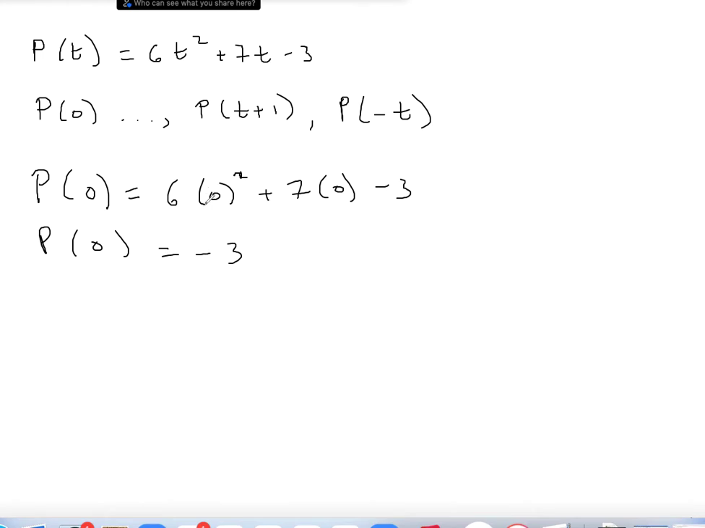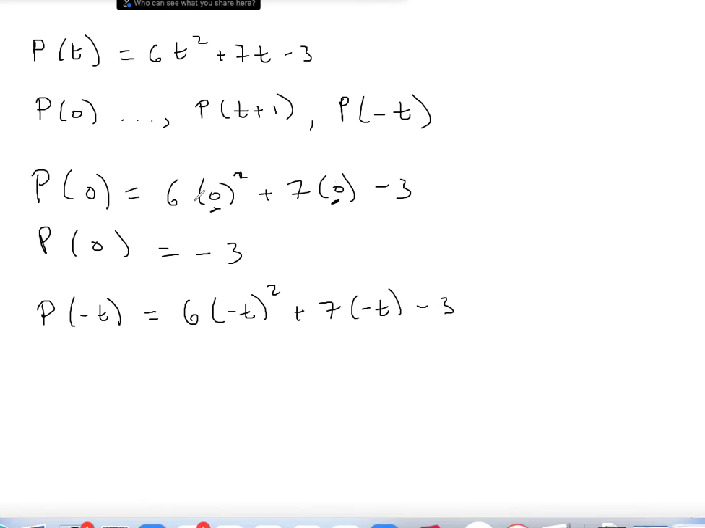P of negative t is actually pretty similar to this idea. So let me show that, and I'll come back and do this one because it's going to take all of this space. So p of negative t means we're just going to evaluate the function instead of like I did here at 0, all the same places where I'm putting zeros, I'm now just going to put negative t and simplify. So here we got 6, and then that would be a negative t instead of a 0, still squared, plus 7, and then negative t, and minus 3.